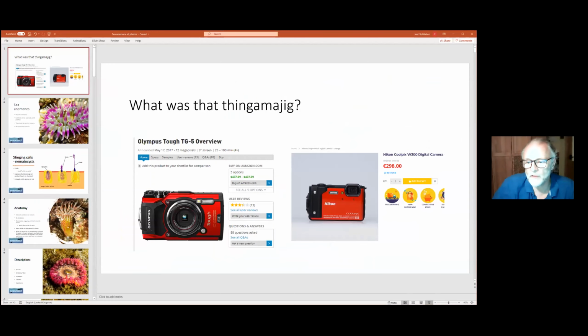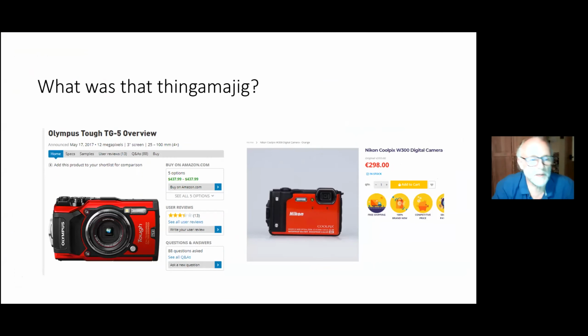So I first started taking a camera underwater because I was fed up coming back from a dive and asking my more knowledgeable friends, what was that thingamajig? And most of the photographs that you will see in the next few minutes were taken with one or other of these two compact cameras, very reasonably priced.